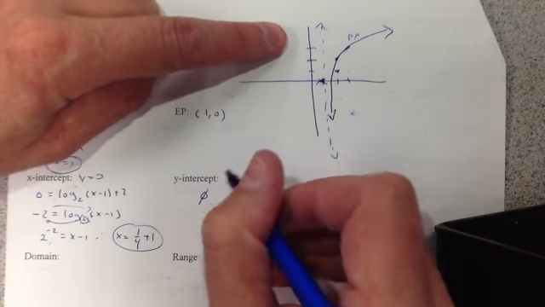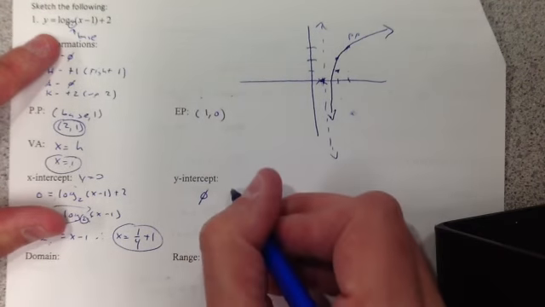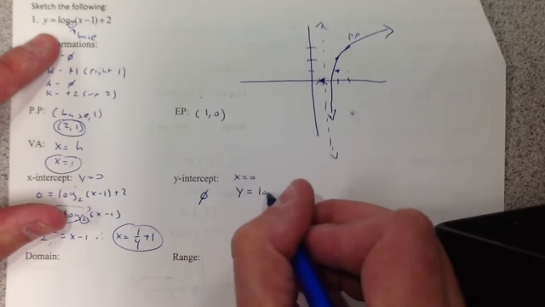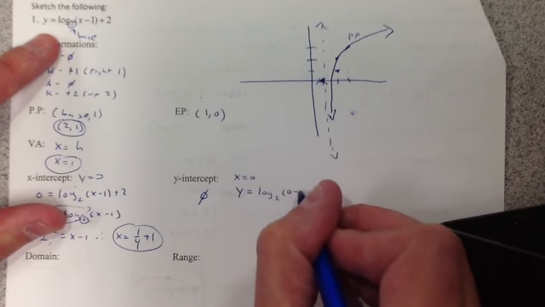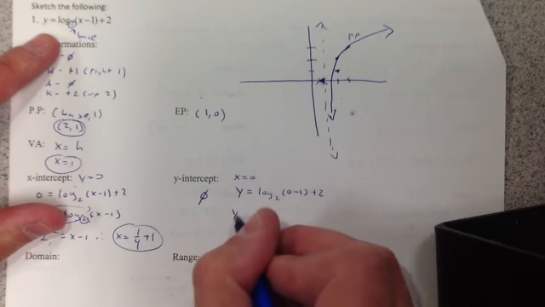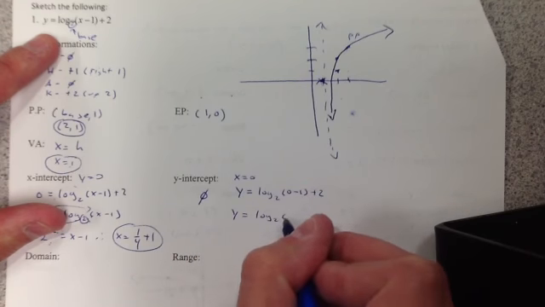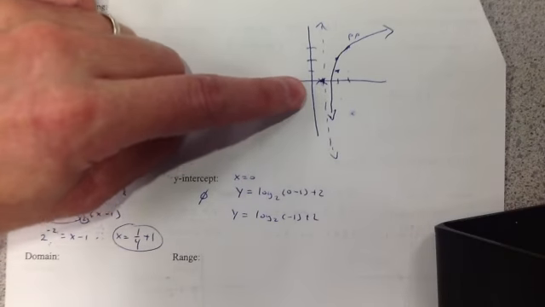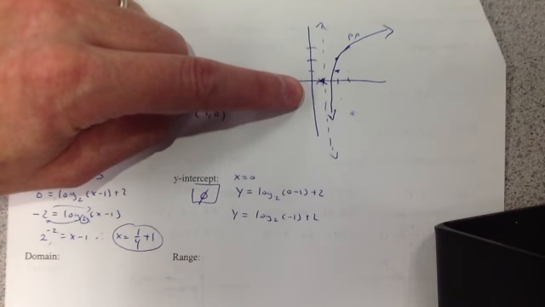Now, there is no y-intercept. Does not exist. Doesn't cross. But I'd like to see why. Let's take a look. Y equals, let x equal 0. The log base 2, 0 minus 1 plus 2. Y equals log base 2 of negative 1 plus 2. Now, we can look at it graphically and say there's no solution.